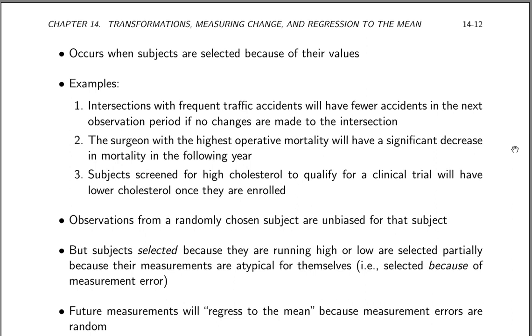So observations from a randomly chosen subject give an unbiased picture for that subject. But when the subjects are selected because they're running high or low, and they're selected because the measurements are atypical for themselves, for example, you can be selected because of measurement error, then you have regression to the mean, and future measurements will regress because measurement errors are random and they will ultimately cancel out.